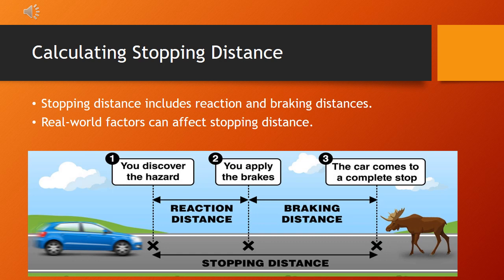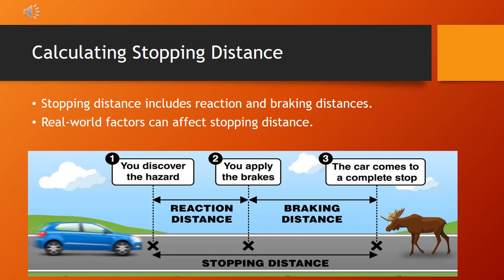Stopping distance encompasses both the reaction distance and the braking distance. The reaction distance is the distance a vehicle travels from the moment the driver recognizes a hazard and decides to apply the brakes until they actually start braking. This reaction time can vary from one driver to another and is influenced by factors like attentiveness and alertness.